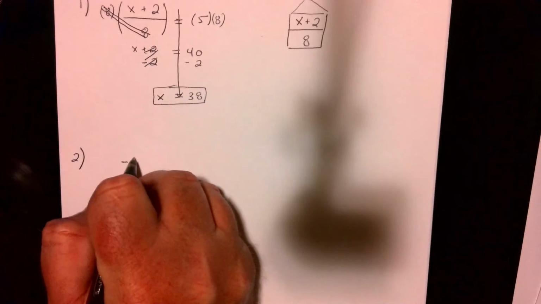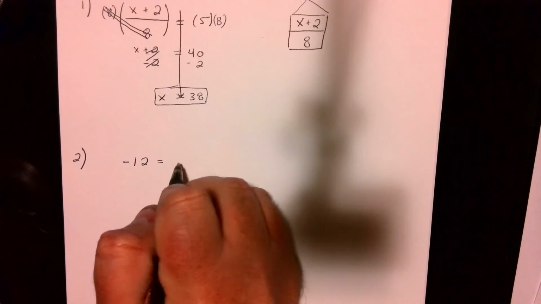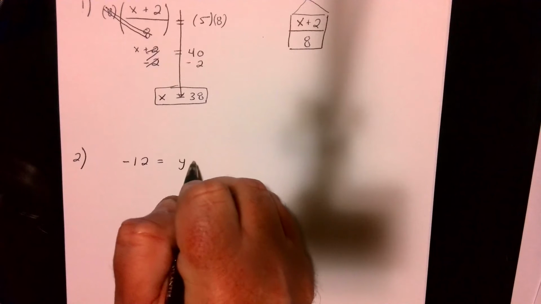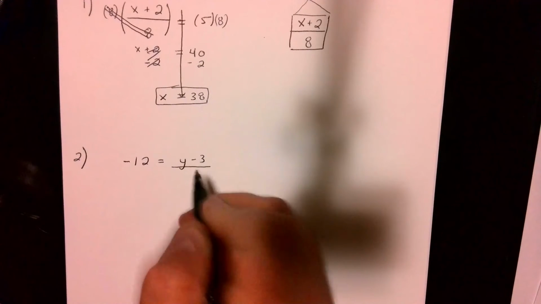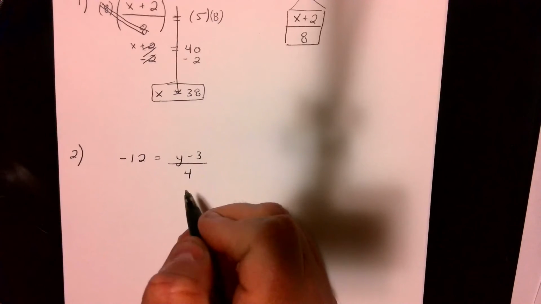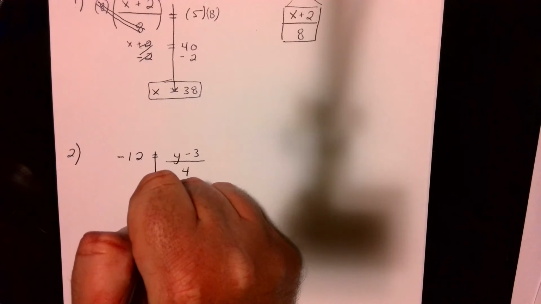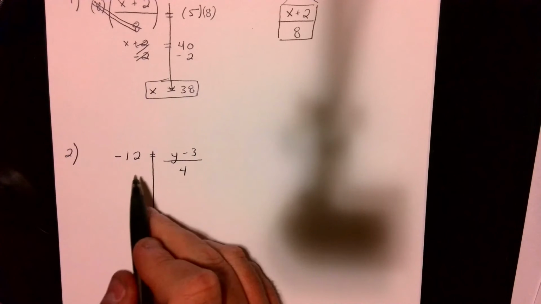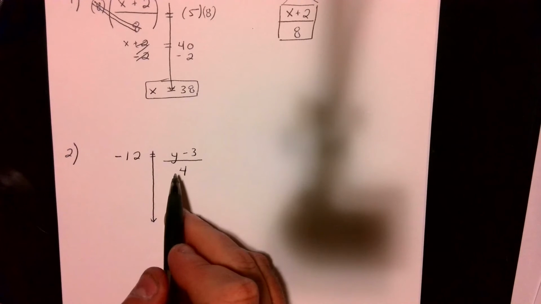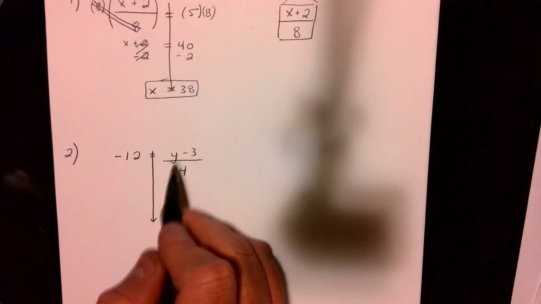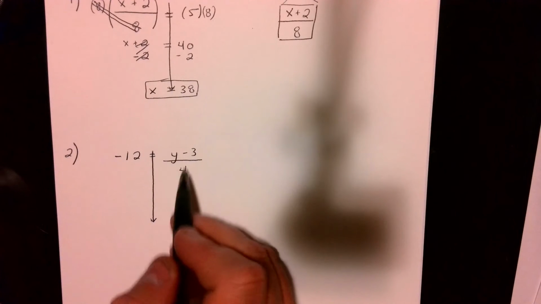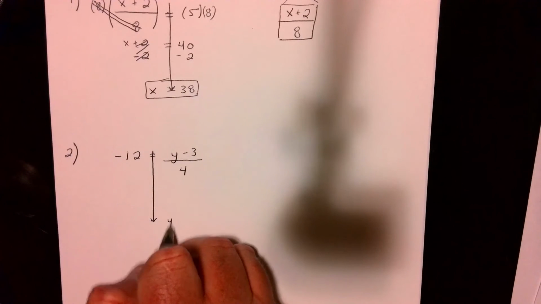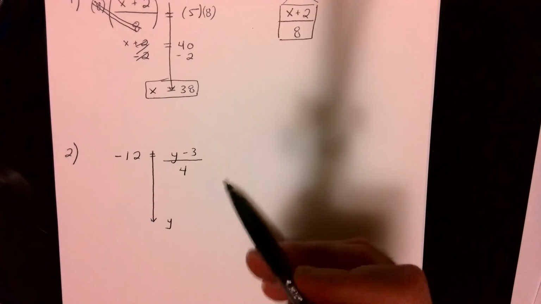Let's look at another problem. If we have negative 12 equals (y minus 3) all divided by, let's say, 4. Okay, so same situation. We want to find the equal sign. We want to break this problem in half. Find the variable that we're solving for. In this case, we're solving for y. And y happens to be on the right-hand side. So that's okay. We just want to make sure we get y by itself on the right-hand side.